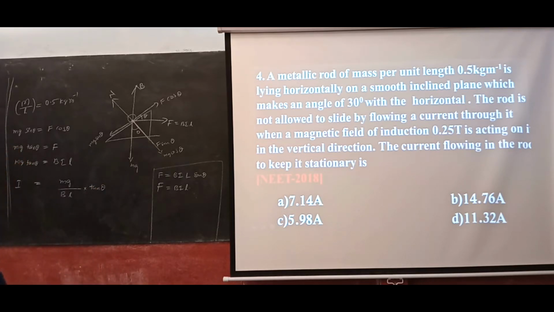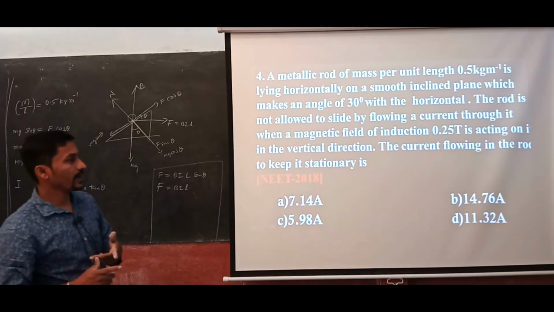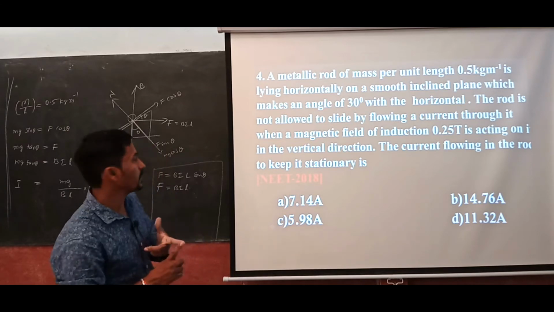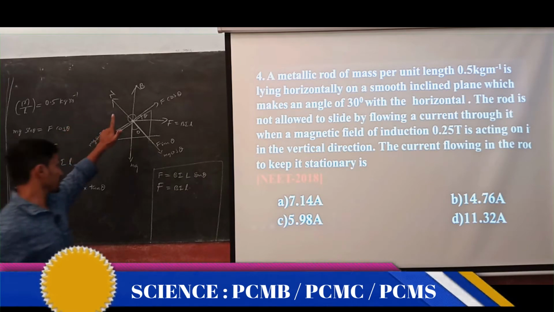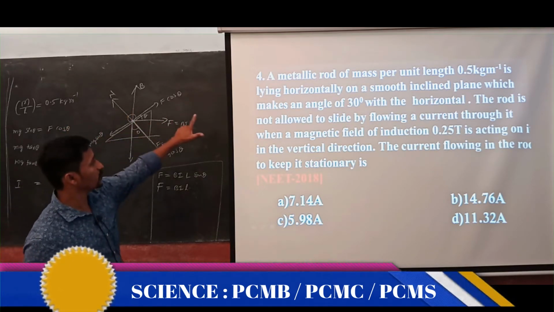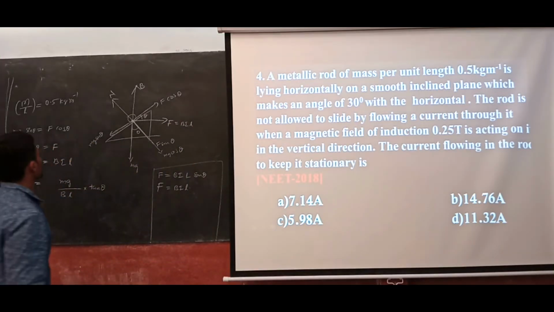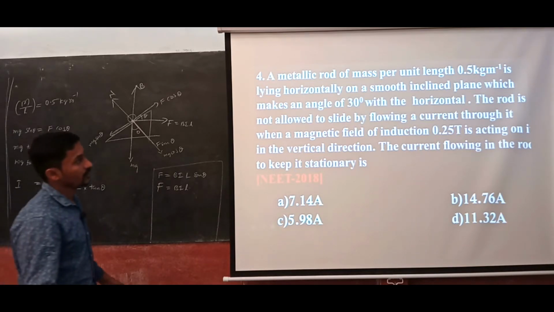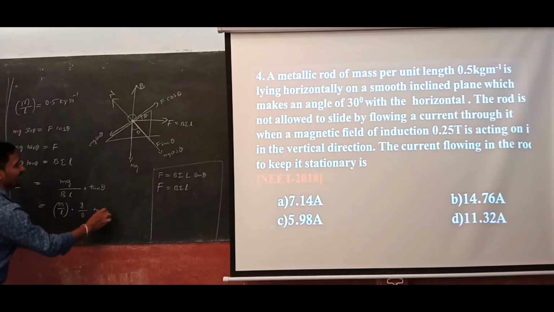See, the current is inside the board. Current, magnetic field and force. Magnetic field, current is inside the board and the force will be in this way, by the left hand rule. Now mg sin theta will be in this way. Now you have to do this. Mg, m is how much? M by L they have given. See, m by L they have given into g divided by B into tan theta.